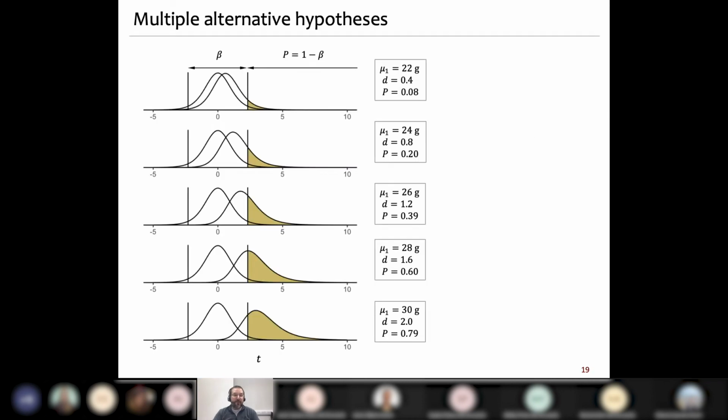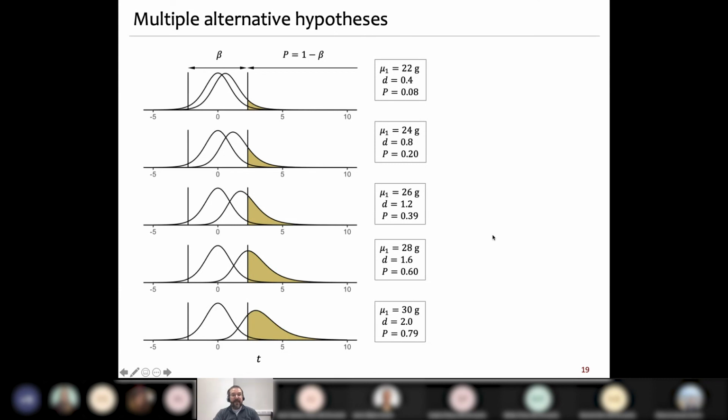So far, we have used just one alternative hypothesis, a very arbitrary one with an arbitrary effect size. Now we can try to repeat these calculations for several different effect sizes. The mean of the alternative distribution is 22, 24, 26, 28, and 30 grams here. So the effect size is getting bigger and bigger as you go from top to the bottom. In the top plot, Cohen's d is 0.4. In the bottom plot, Cohen's d is 2.0.